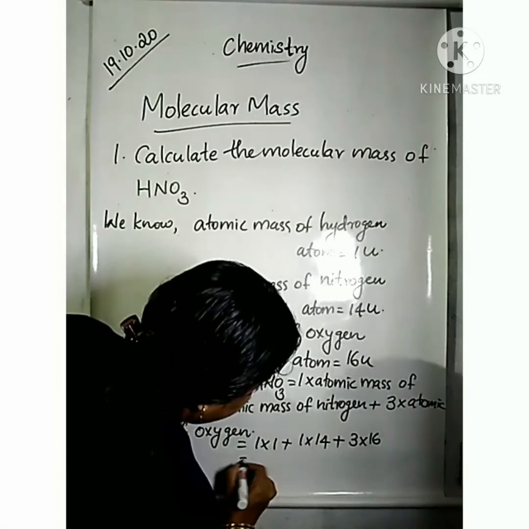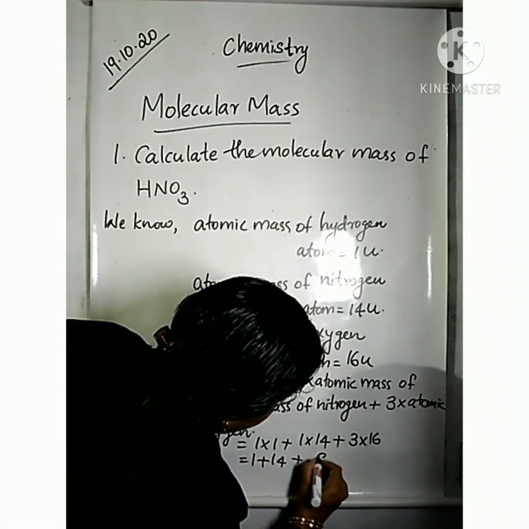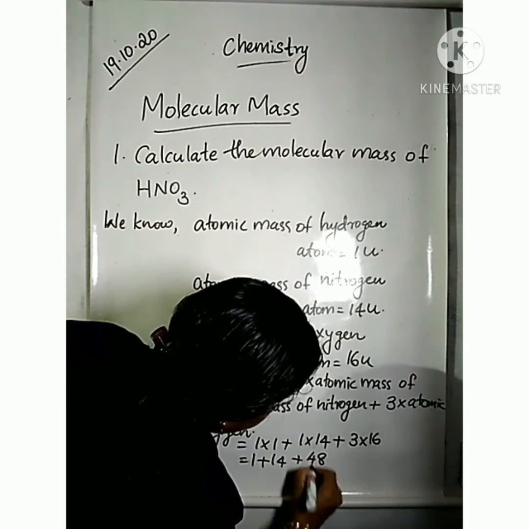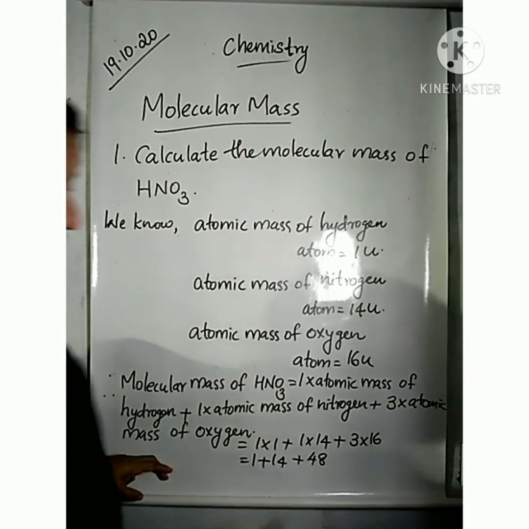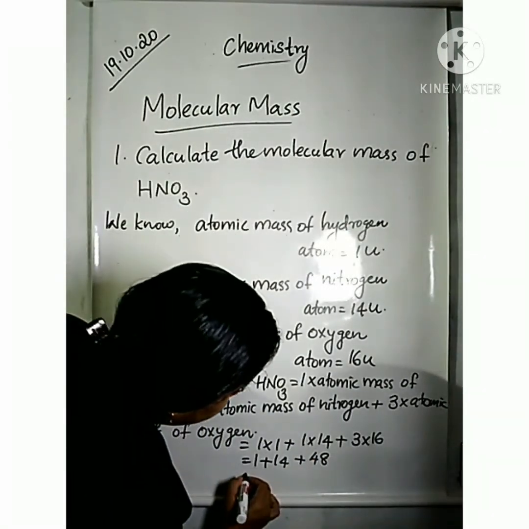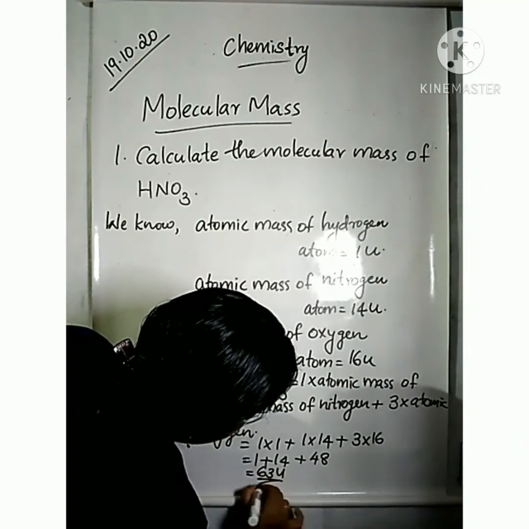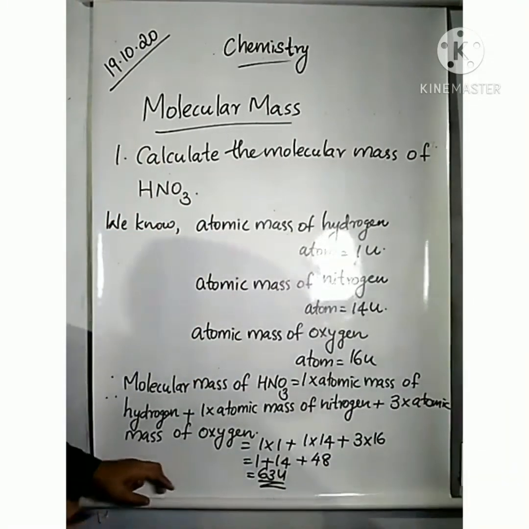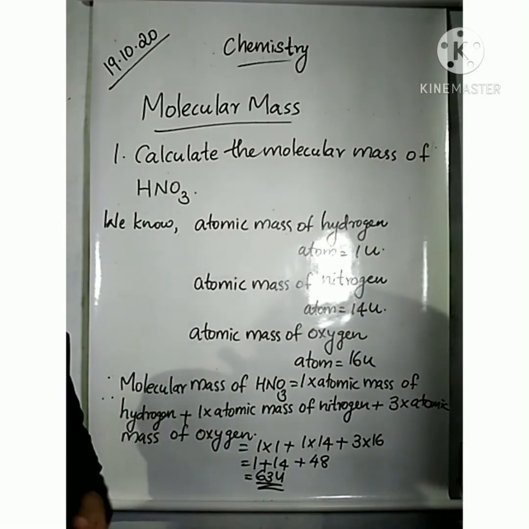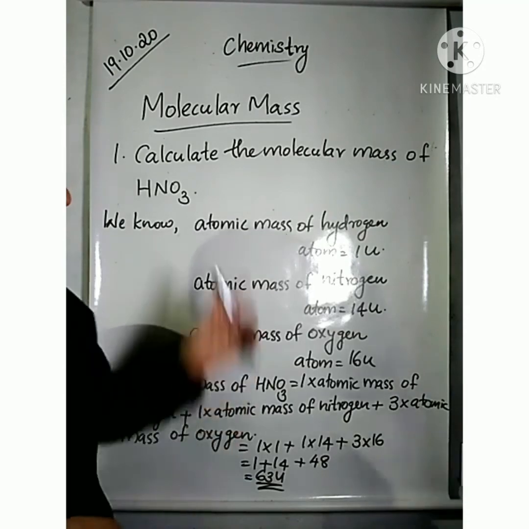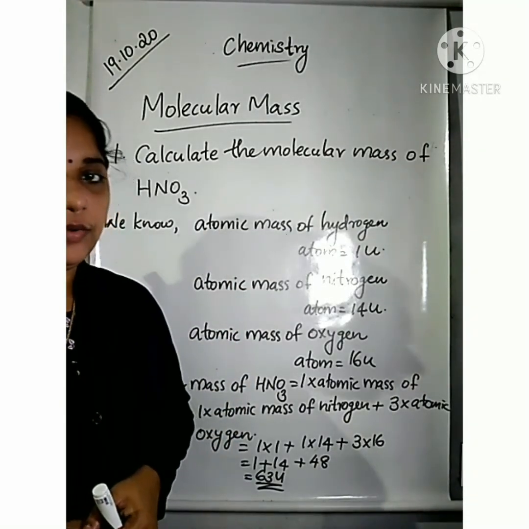So, 1 plus 14 plus 3 into 16, that is 48. Then what is the total? 63 atomic mass unit. This is the answer. 63 atomic mass units is the molecular mass of nitric acid. So, in this way we can find out the molecular mass of different compounds.